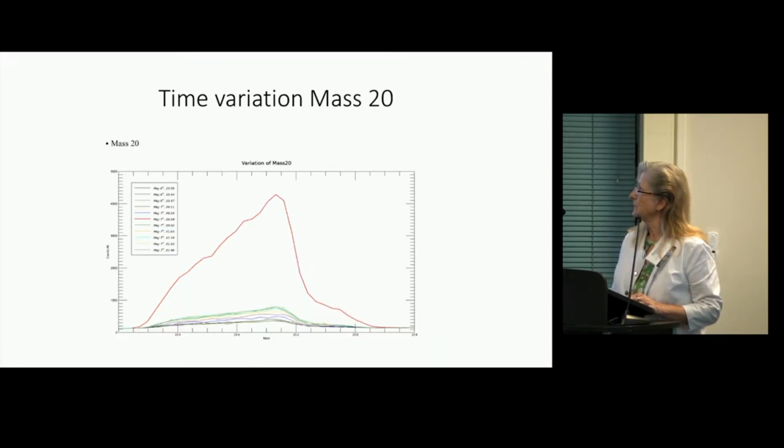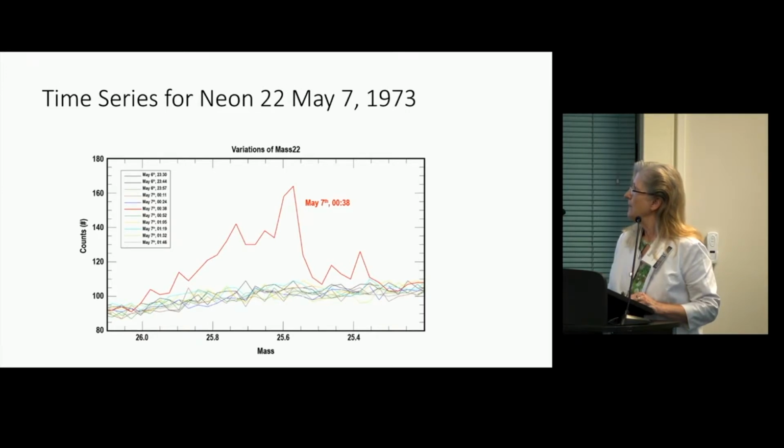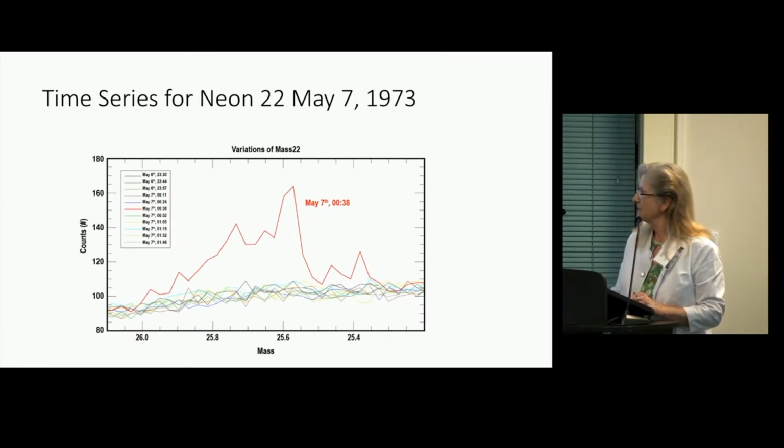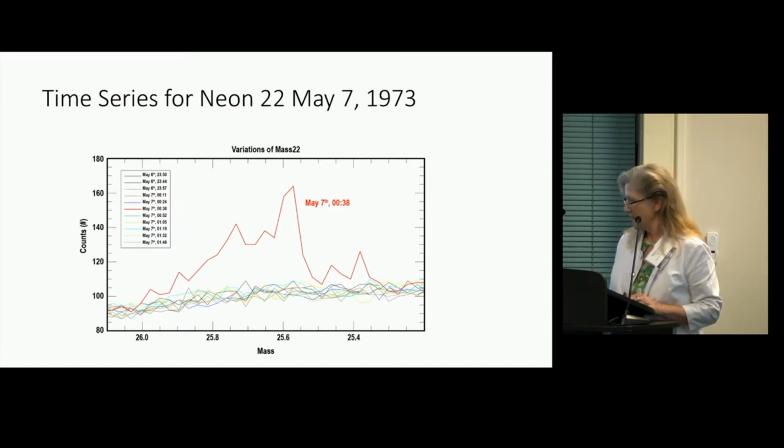So here's our mass 20. We saw a big increase there. The mass 22, this is the artifact. It's a lot noisier than the 20, which we believe is real.